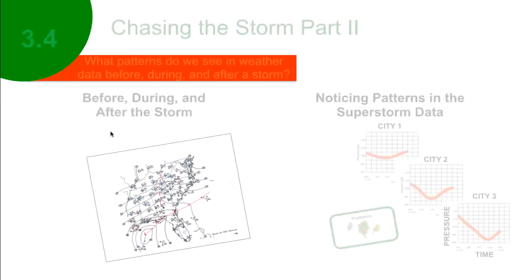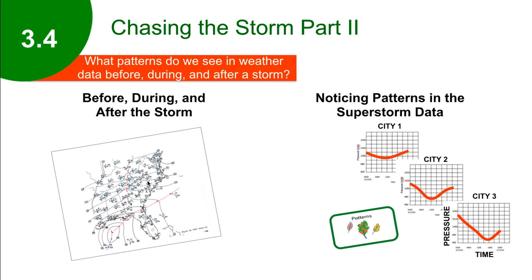In Lesson 3.4, we continue to chase the storm of the century and analyze data. Today, students are going to graph their data and look for patterns within a single weather variable and between them. So for example, here is the pressure versus time, different cities, 3 different cities across the eastern U.S.